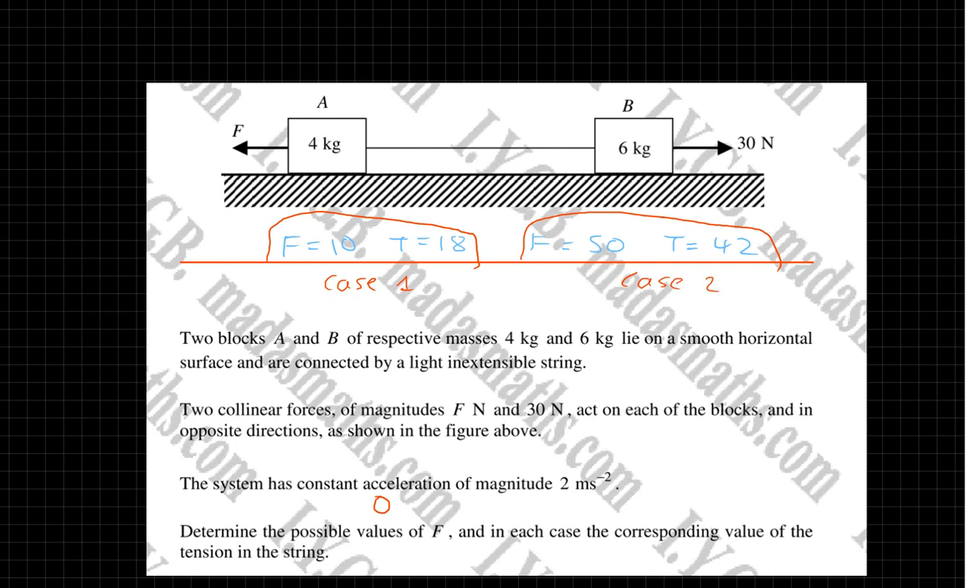So in case 1, it's saying F is quite a weak force. It's only 10, and this big force 30 is moving to the right, and therefore this 30 working on this box 6, or well, not massive but bigger than the 4, is then causing the string to have a fairly small tension, 18, and that's then causing the whole thing to move to the right with acceleration 2.